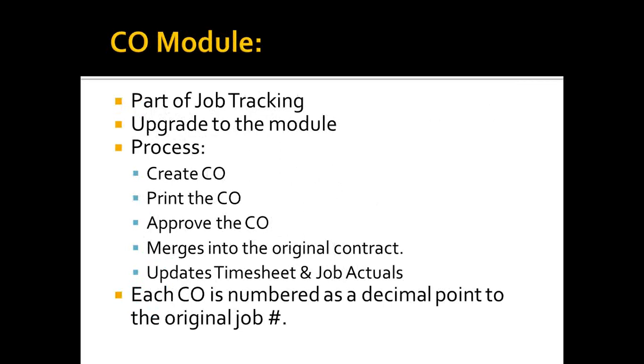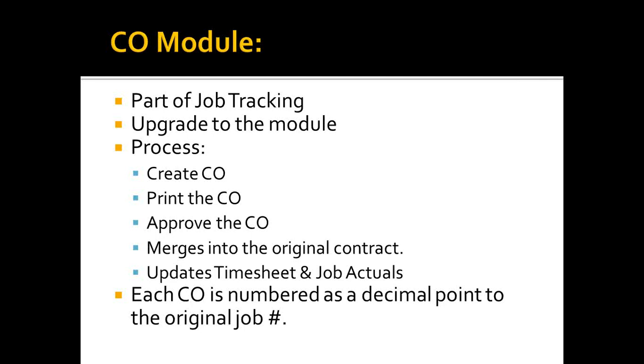So just a little bit about the change order module in Manage360. It's part of the job tracking portion of the program. It'll be an upgrade to the module. The basic process is you're going to create the change order. You'll print it. That'll be approved by the client. And then the change order and the original contract will merge together, and that'll now become your current contract. When you do that, your timesheets and job actuals will also be updated at the same time.